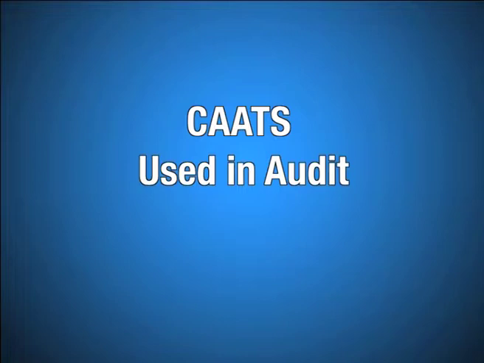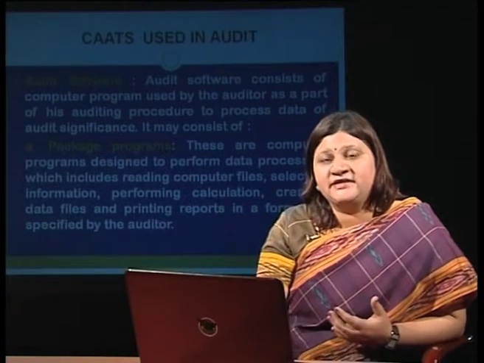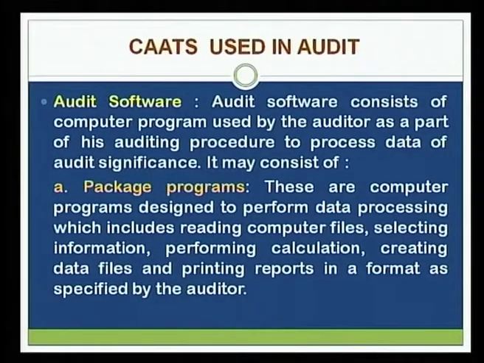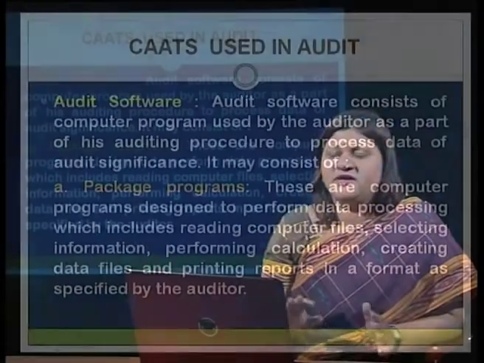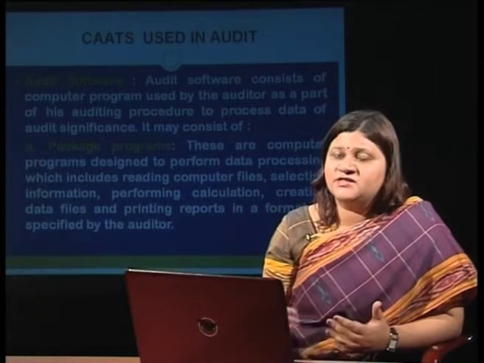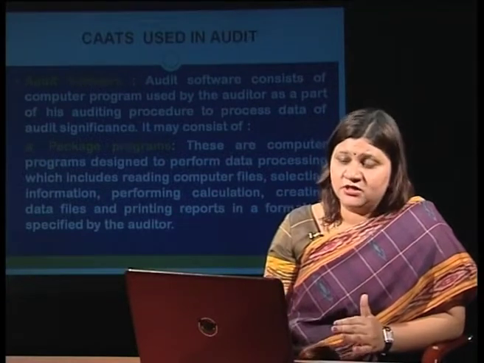Now, let us understand certain CATs which are used in audits. The first one is the audit software. Audit software consists of computer programs used by the auditor as a part of his audit procedure to process data of audit significance. Under audit software, again there can be different types of audit software. There can be utility programs, package programs.